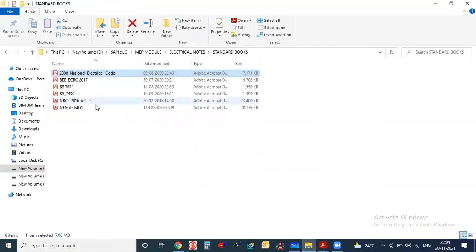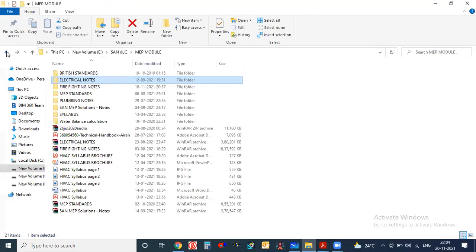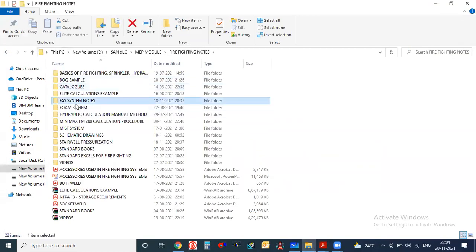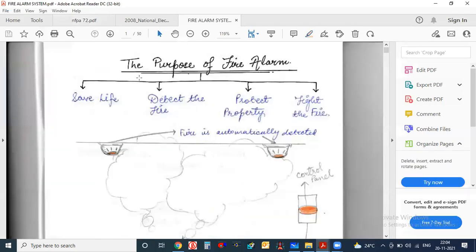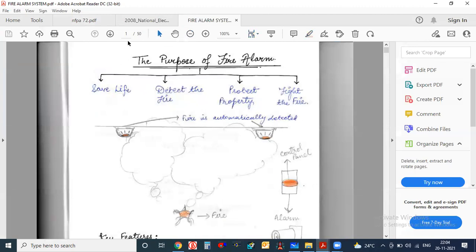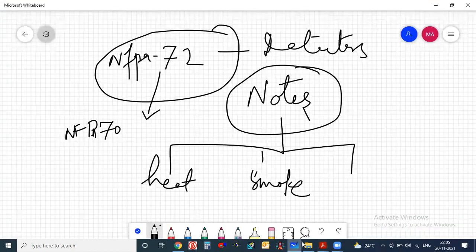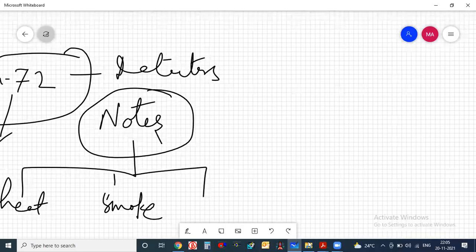I think this book is more than enough for the fire alarm, the one which we have seen here. It covers everything: types of detectors, spacing between two detectors, the maximum distance between them, and the ceiling height we have to maintain for different types of detectors. Those things are given here. So I think these notes will definitely help you out. Apart from that, you need to dig a little bit into NFPA 72.